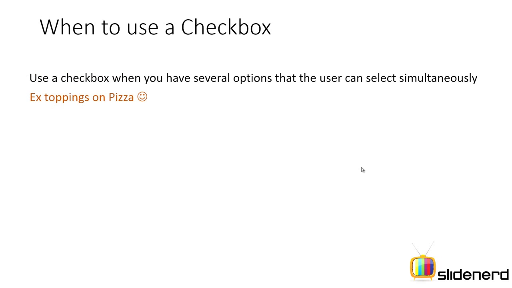For example, you can ask the user to select what toppings he wants on his pizza, or whether he wants a coffee with milk, sugar, chocolate, and so on. In these cases, if you notice, one option or several options can be enabled at the same time, and that is when a checkbox should be used.